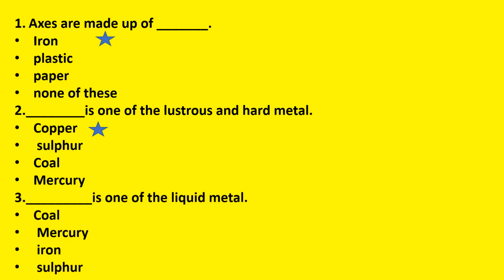Question number 3. Dash is one of the liquid metal. Options are coal, mercury, iron, sulfur. So which is the liquid metal? Liquid metal is mercury. Let's come to the next question.